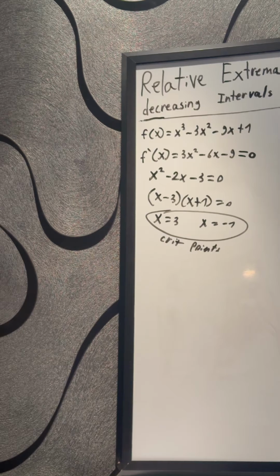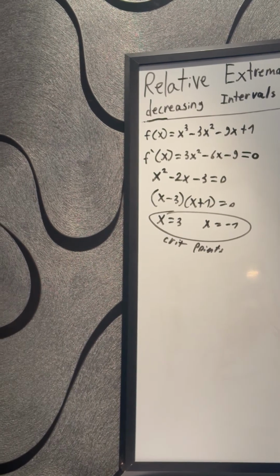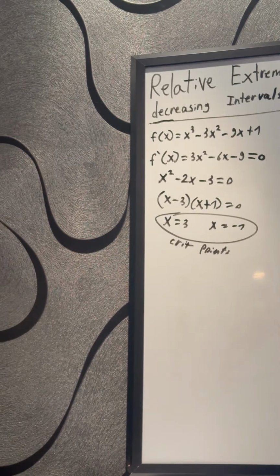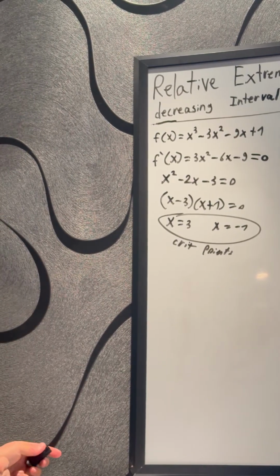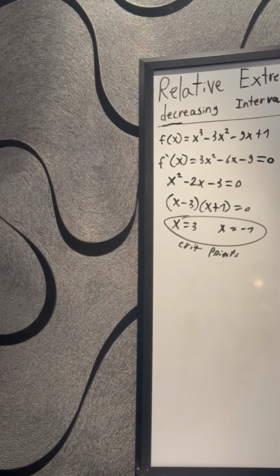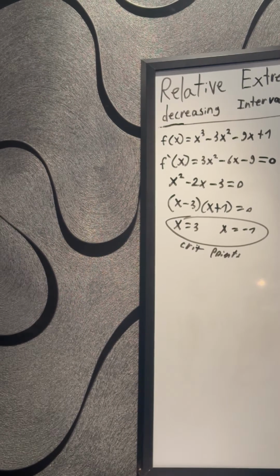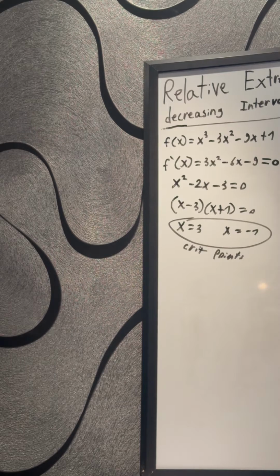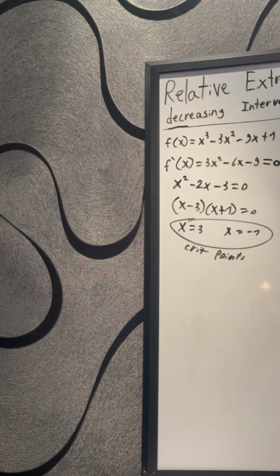Okay, now that we have this ready, we can actually make a chart with intervals in between these critical points. So the chart will go something like this. Let me move over here. So we're gonna have the interval and the sign of f prime of x.